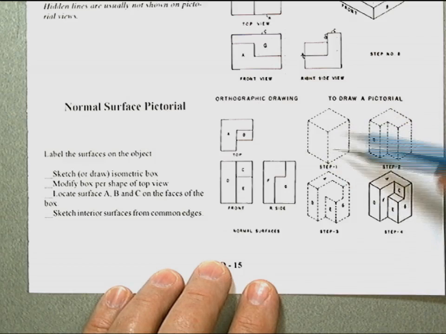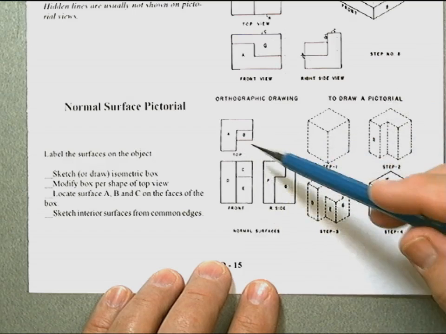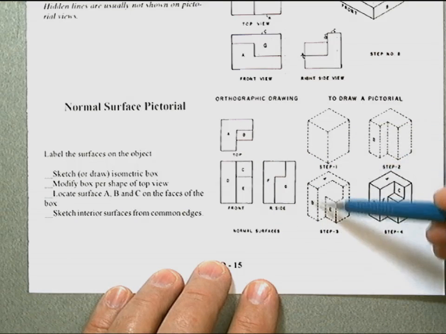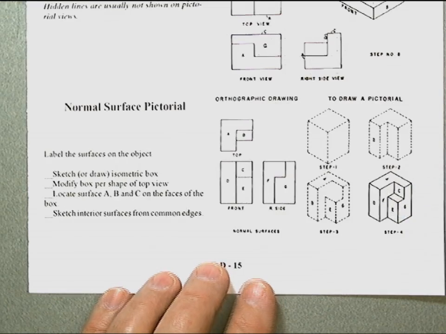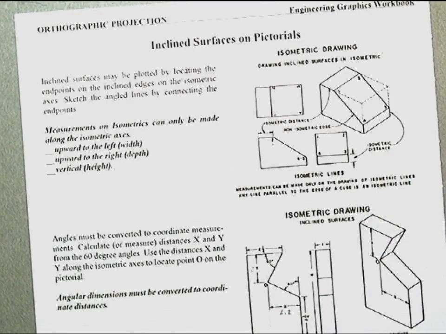Then we modify the box looking at our top view and find what surfaces are touching the top, what surfaces are touching the front or facing the front, and what surfaces are touching the right side view or facing the right side view, and cut away by projecting into the box and counting the number of squares or grids to find the location of each surface. Next, we'll look at inclined surfaces.